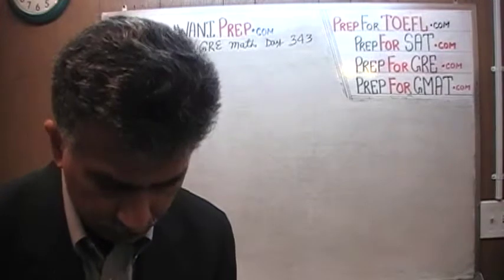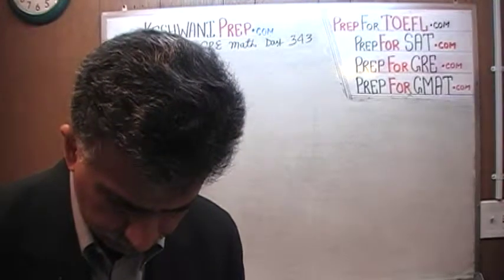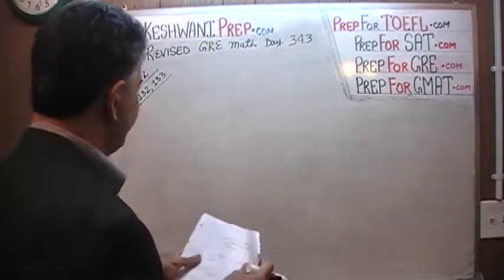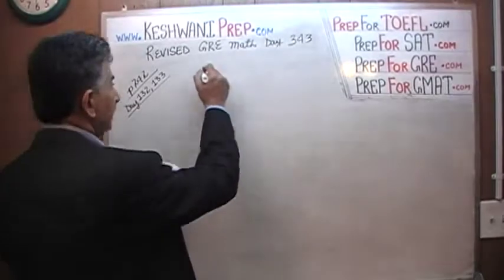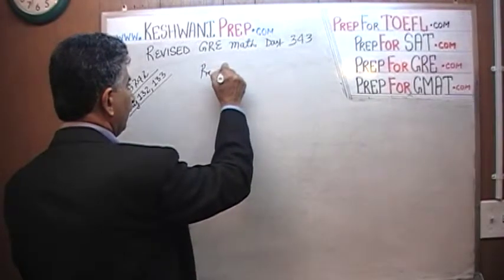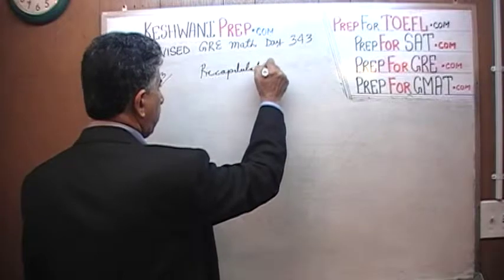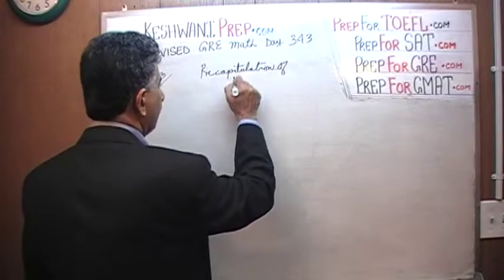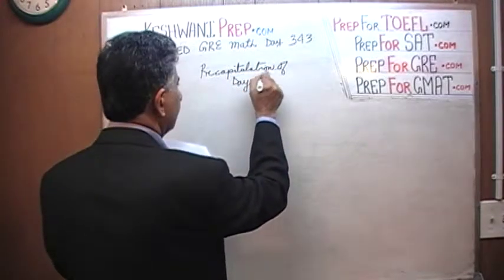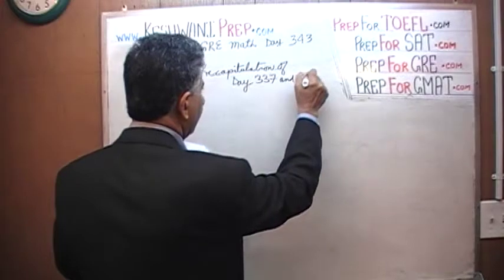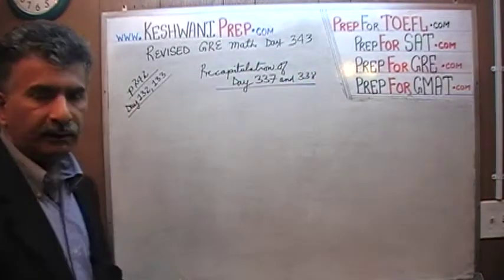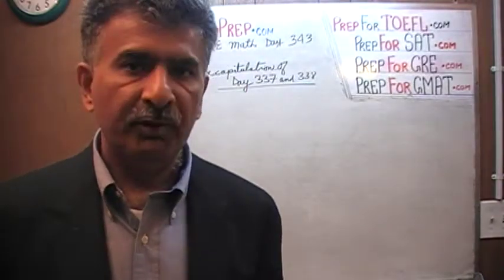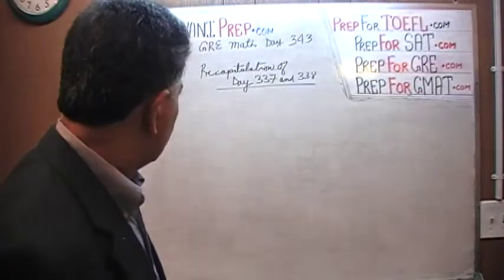And now we go to the parabola. And this part that we are about to do is going to be a simple recapitulation of day 337 and 338. Again, I do not have the luxury of repeating every single thing that we already learned, otherwise we'll never get anywhere.